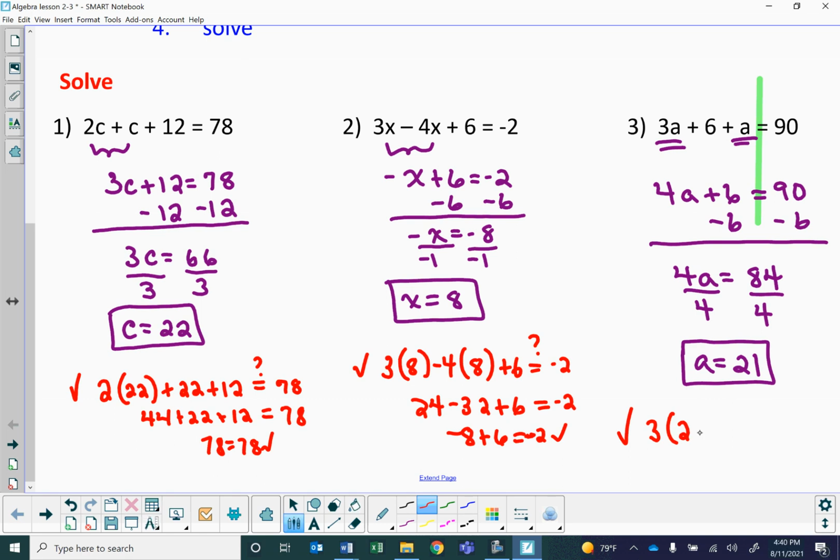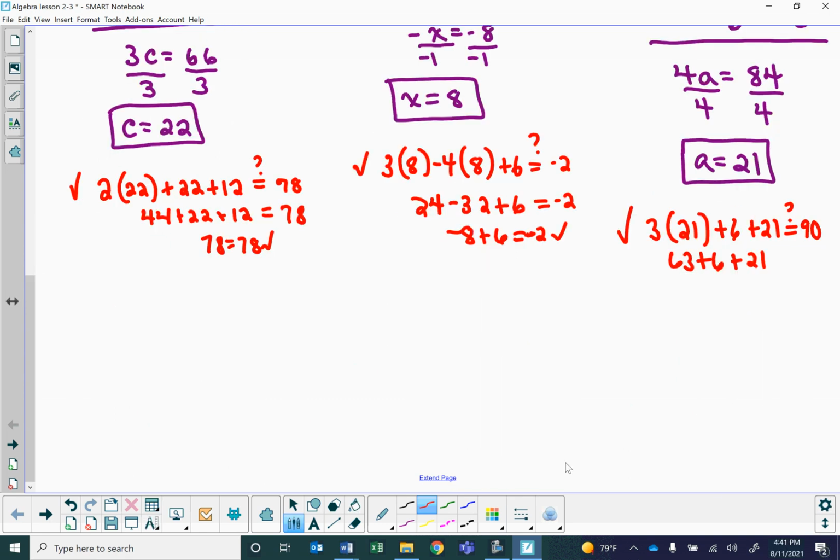And of course, I should check my answer. 3 times 21 plus 6 plus 21 is supposed to equal 90. 21 times 3 is 63 plus 6 plus 21. Well, we'd have 63 plus 6 is 69. 69 plus 21 happens to equal 90. So it checks.